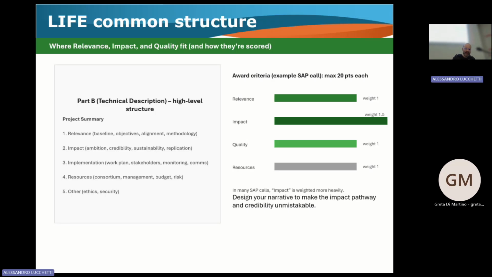So in the relevance part, you have to put the baseline, the objectives of your proposal, and the general and specific methodology, let's say. In the impact, you have to report the ambition, credibility, sustainability, and replication. The implementation is the classical project part, as you know: work packages, the stakeholders involved, the monitoring, etc. All this part goes in the implementation.